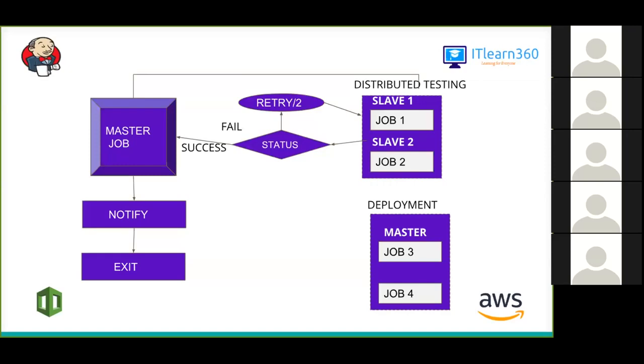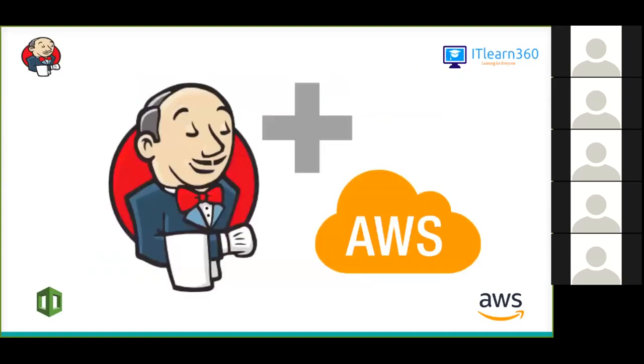Now once this is successful, then I'll launch the deployment. I'll call the master job 3. Yeah, can we go ahead? Okay, so here comes the integration of Jenkins with AWS. Job 3 is your deployment job, and for that we are going to create an instance on AWS.